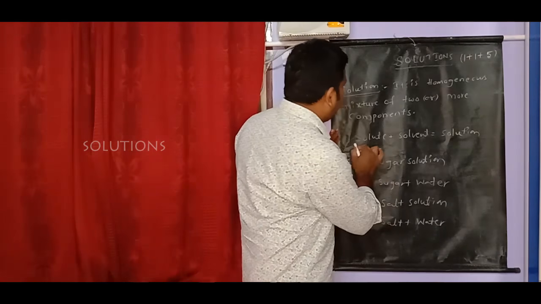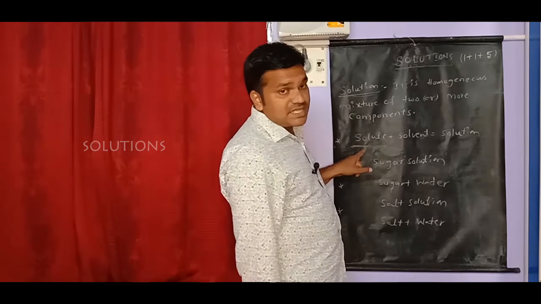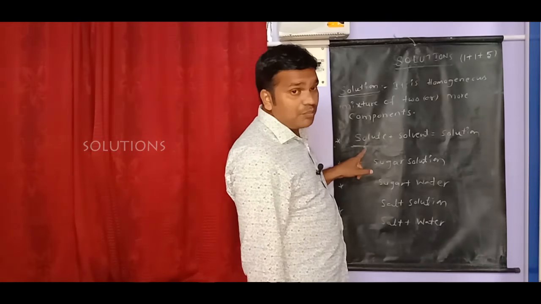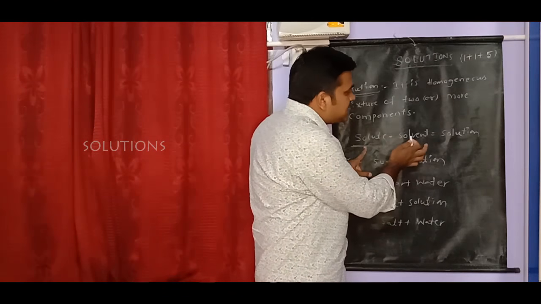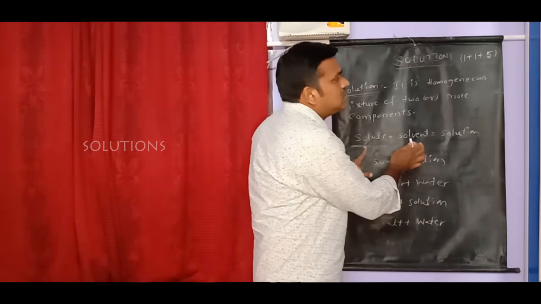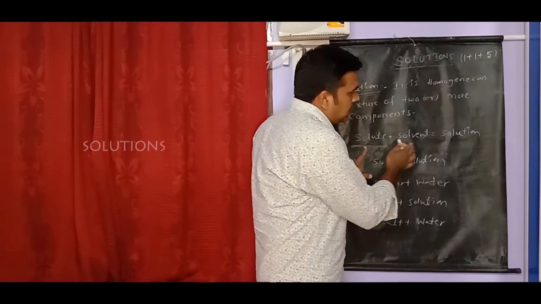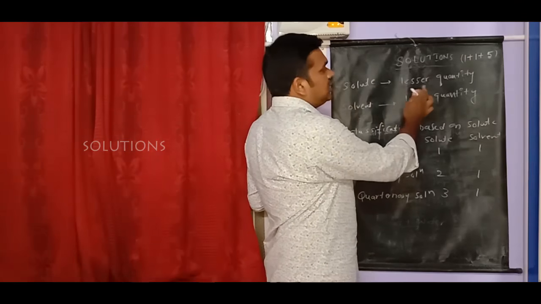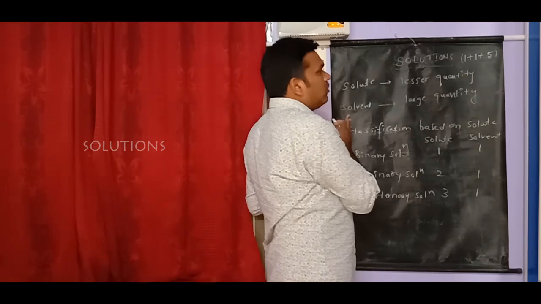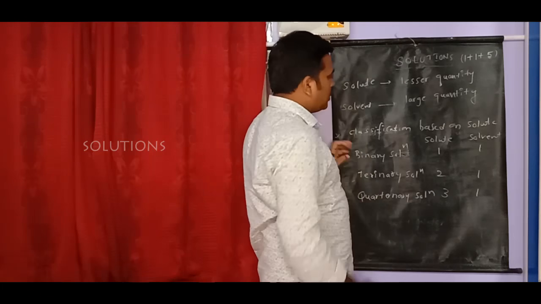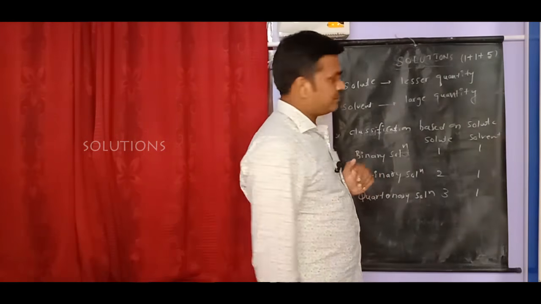What is solute? We can define it like this: the component which is present in less quantity is called solute. The component which is present in larger quantity is called solvent. Clear? Solute means less quantity, solvent means large quantity. The component present in lesser quantity is called solute, and the one in large quantity we call solvent.